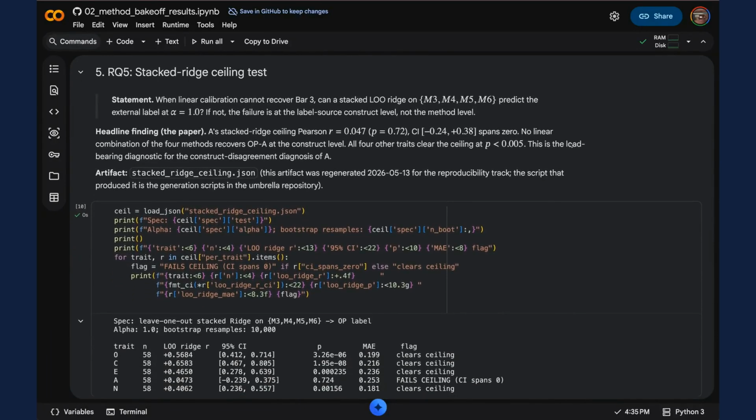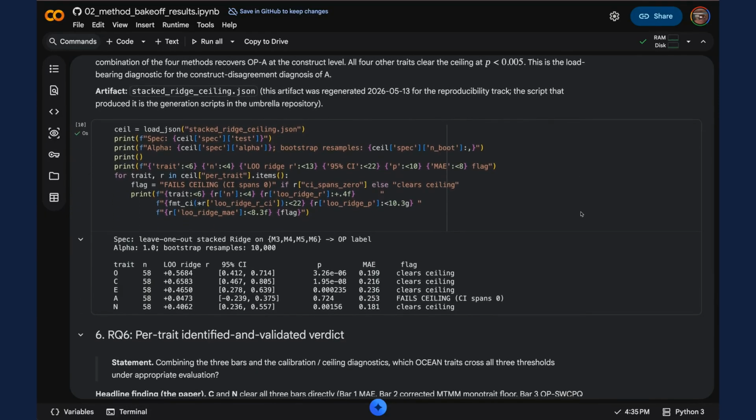Research question 5 is the decisive test for agreeableness. If no linear combination of all 4 methods can predict the external A label, the failure is at the construct level, not the method level. And that is what happens. A's ceiling correlation is 0.05, with a confidence interval spanning 0, while all 4 other factors clear the ceiling. LLMs and human crowds mean different things by agreeableness.